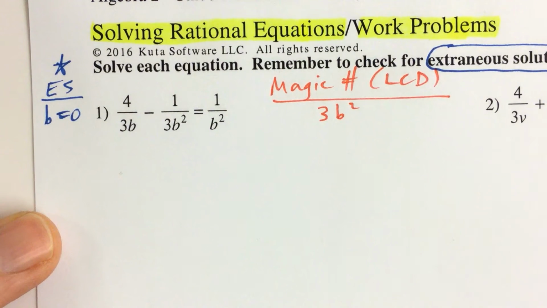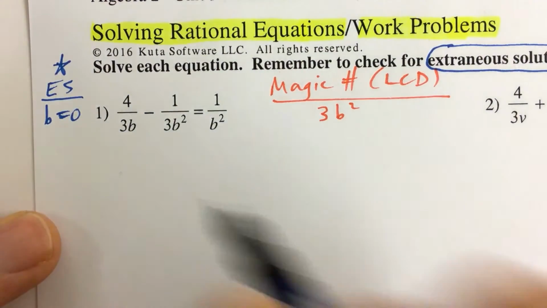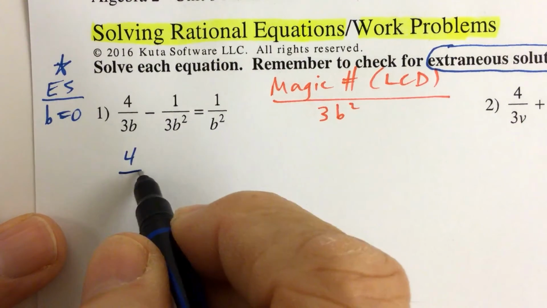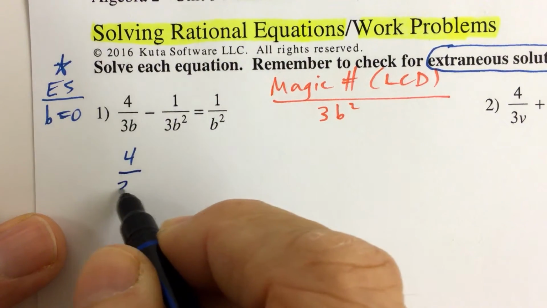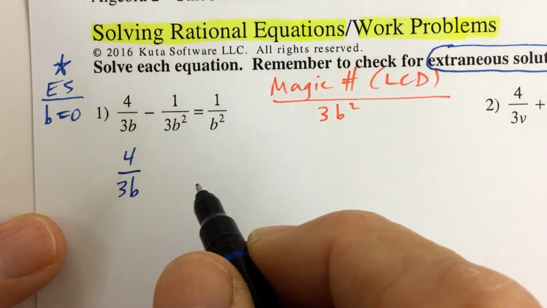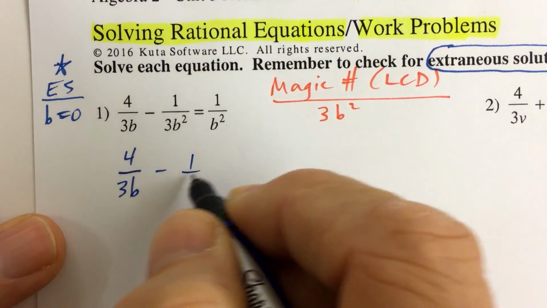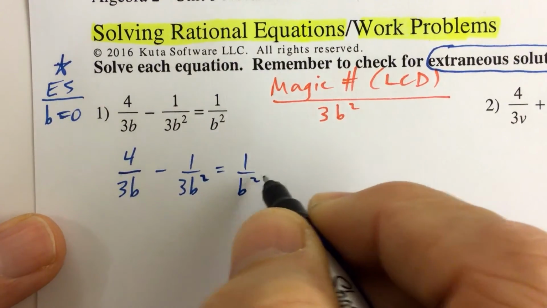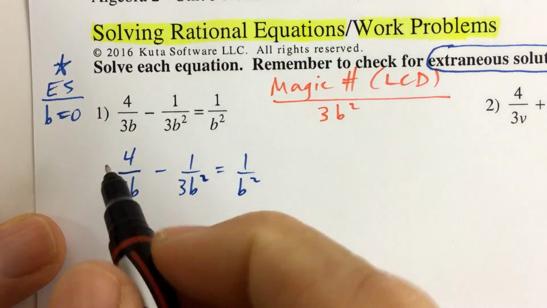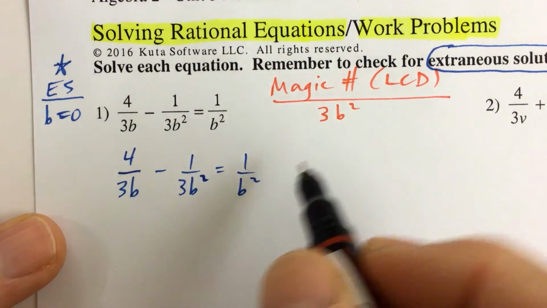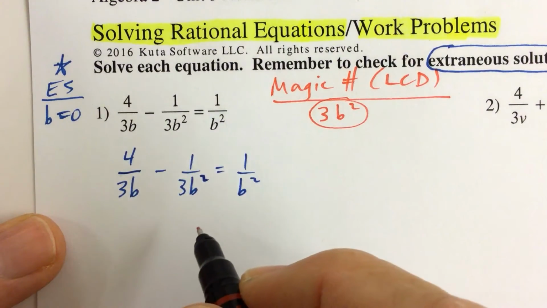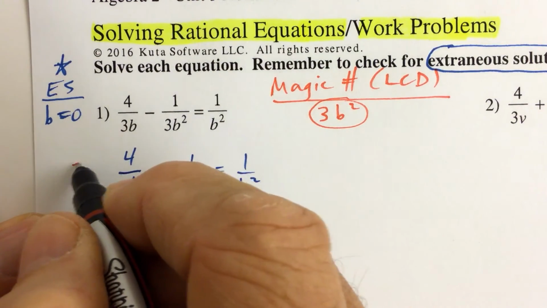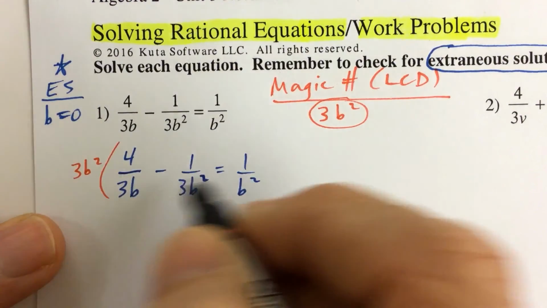So by identifying that up front and writing it down, and remembering to look back at it, we will save ourselves a little bit of hassle. So what I want to do is rewrite this equation, and rewriting it now allows me to have some space to the left and to the right. This magic number is what we're going to multiply every single one of these terms by. So we're going to multiply both sides of the equation by 3b squared.